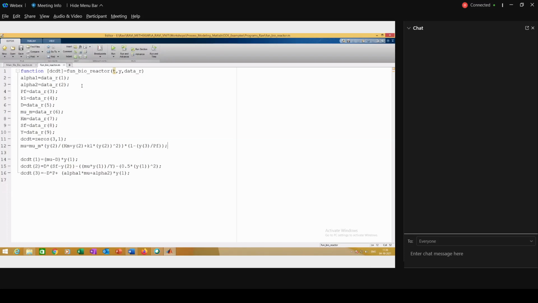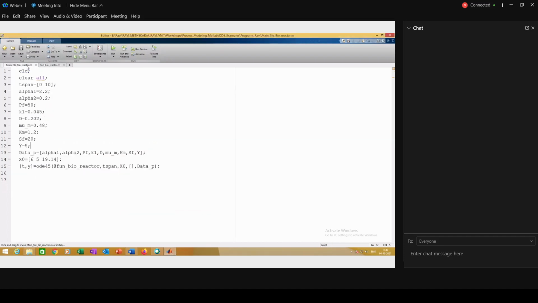Sir, can you once show the script file just for 3 seconds? Script file or word file? Script file, sir. Okay, sir. Done, sir. You can go back to the function tab.